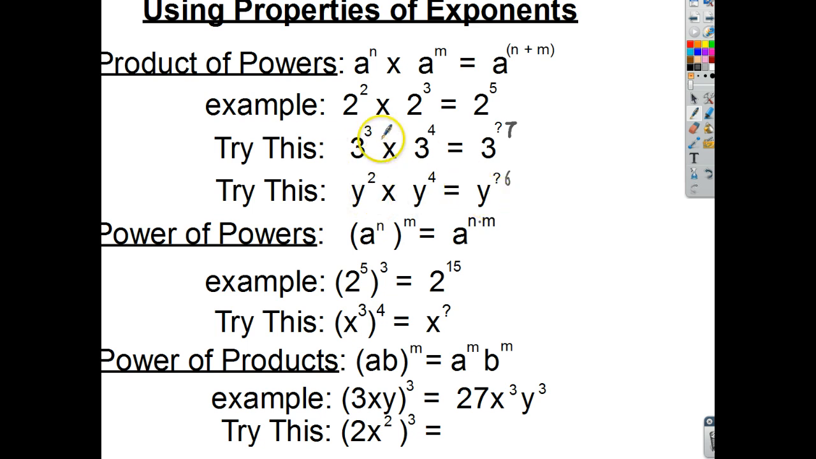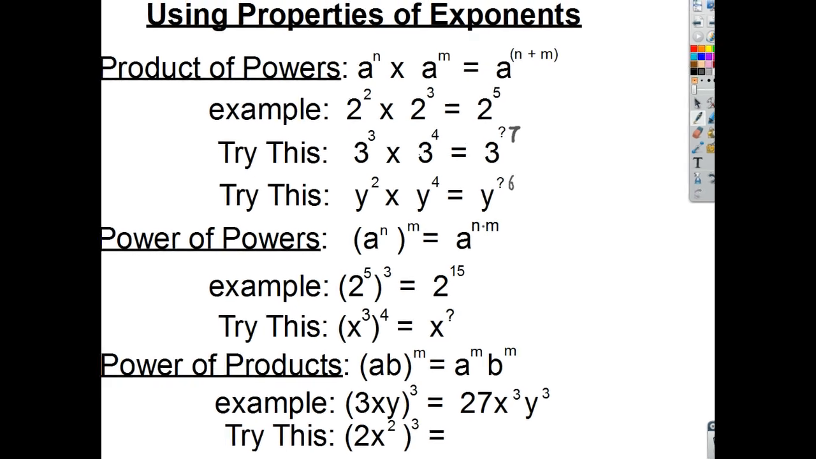Now, a common error that you might have on this one would be to treat these numbers as decimal numbers and as exponential numbers. But as you can see, we don't do anything with the 3's. This doesn't turn out to be 9 to the 7th. You don't multiply the bases. You treat them like exponential numbers. And when you multiply exponential numbers, you can only do it if the bases are the same and the base stays the same, and you simply add the exponents. Okay?